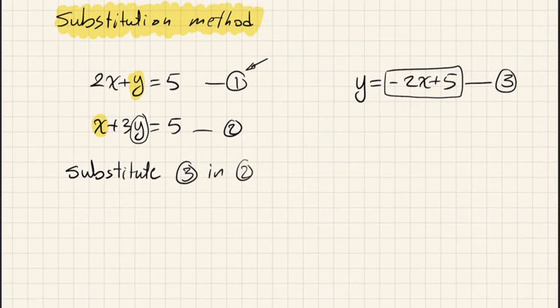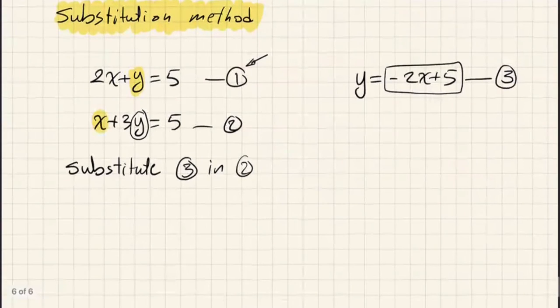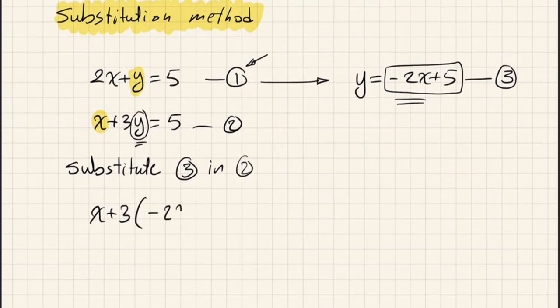Why 2? Because I have extracted 3 from 1. So if you are going to substitute 3 in 1, you will get nothing. You will get 5 equals 5, which gives no solution. So if you played with 1 and get 3, you will substitute in 2. If you played with 2 to get 3, you will substitute in 1. So substitute 3 in 2 means I will remove the y and put this y. So x plus 3y, I will remove this and put x plus 3 brackets negative 2x plus 5 equals 5.